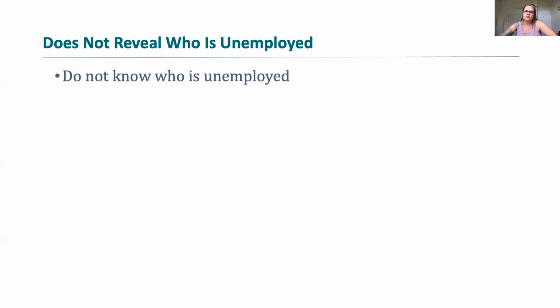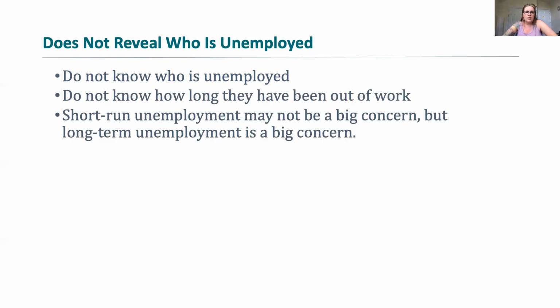So a solution to this is really just to look at the labor force participation rate in addition to the unemployment rate. This also doesn't give us more nuanced information about who is unemployed and how long they've been unemployed, because short-run unemployment is bound to happen for some people at some times in their life. And it's not that big of a concern. It's long-term unemployment that's a really big concern, because that affects your trajectory in terms of financial management, economic well-being, and personal well-being in terms of health.